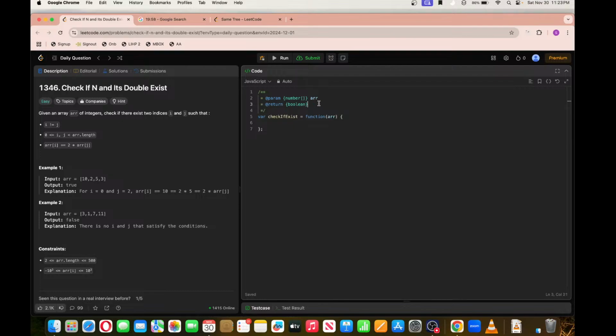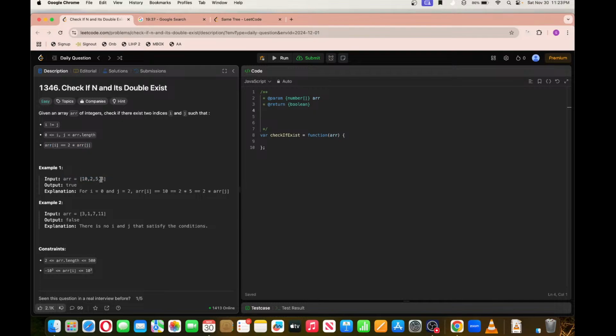So today is an easy one. Let's read what this question says. Check if n and its double exist. Given an array of integers, check if there exist two integers i and j such that array[i] is equal to 2 times array[j].